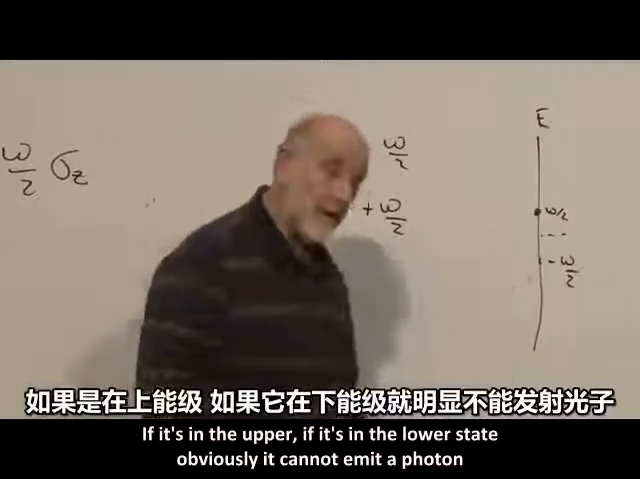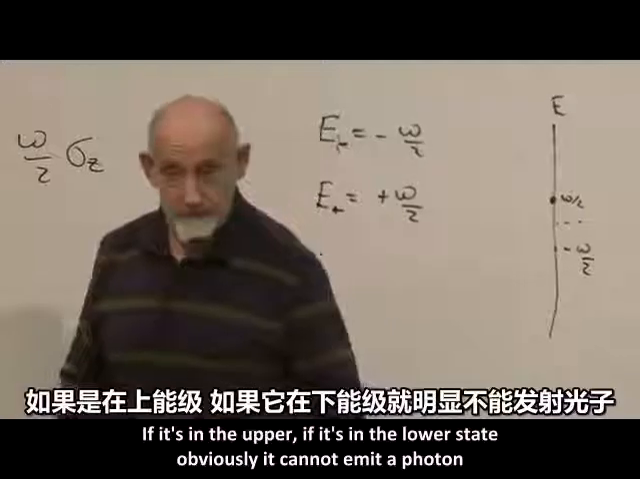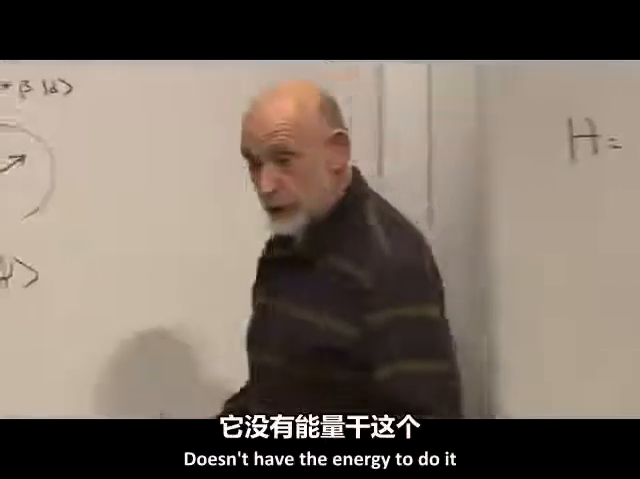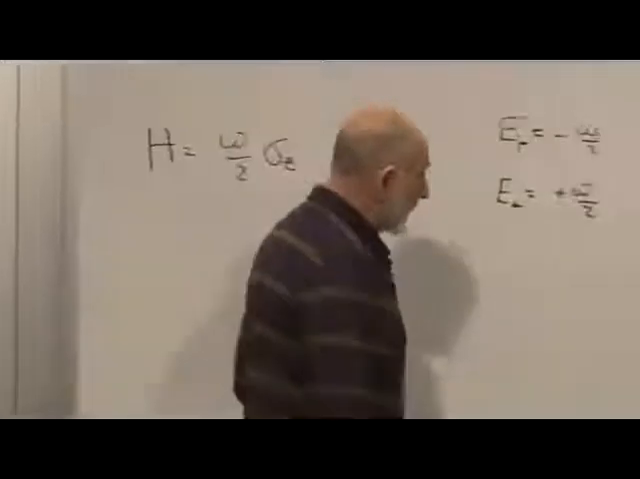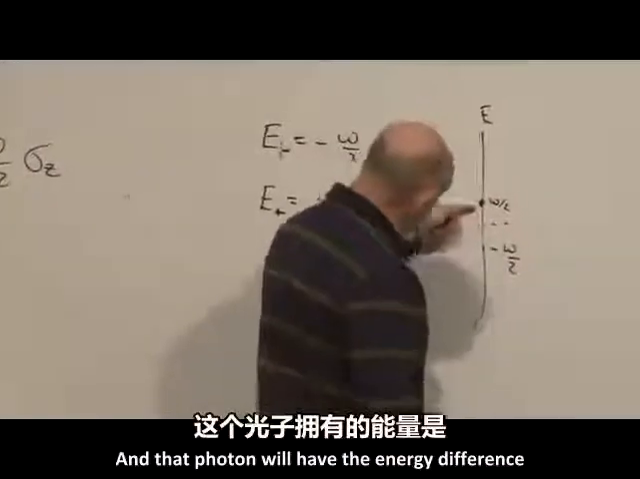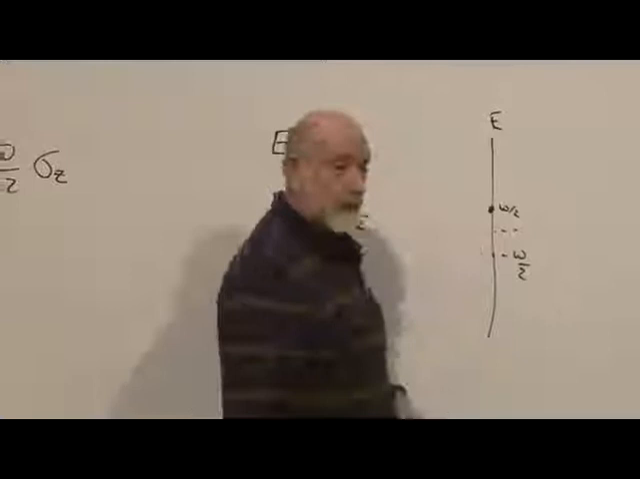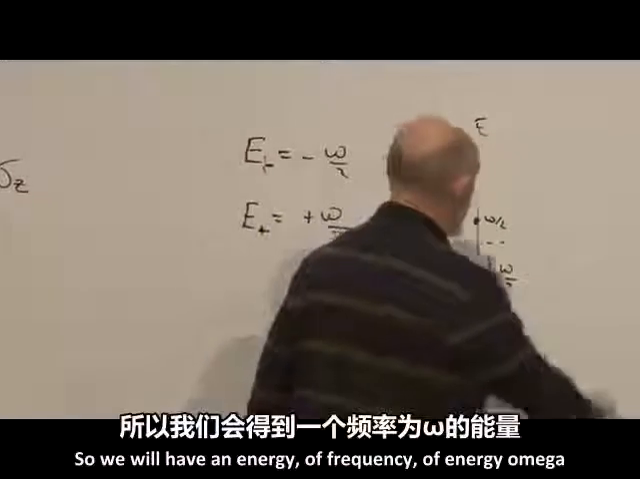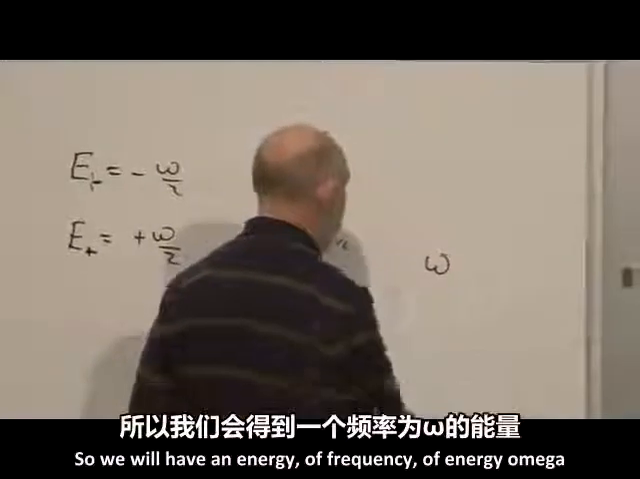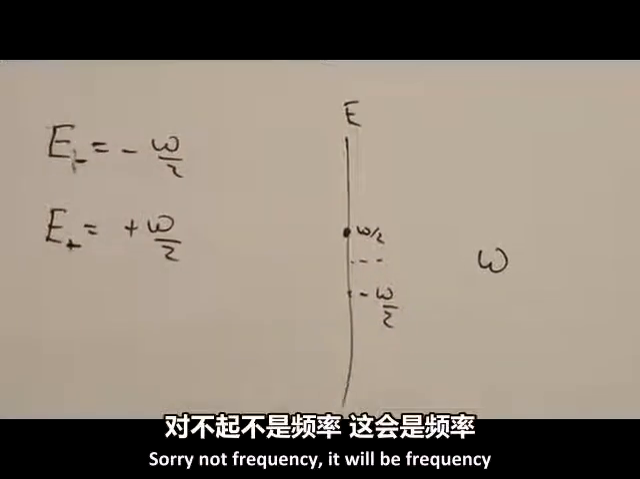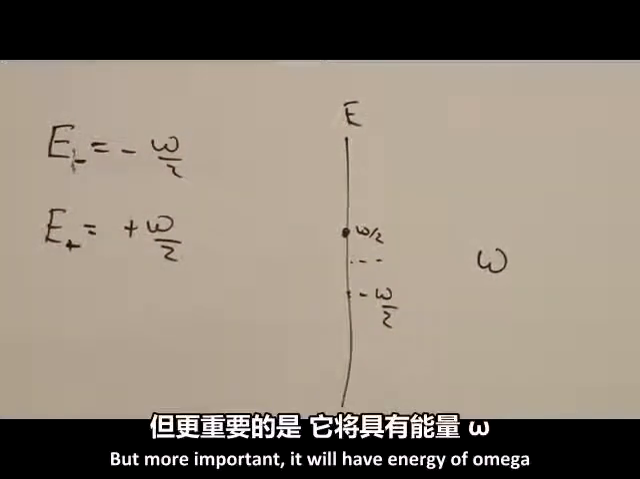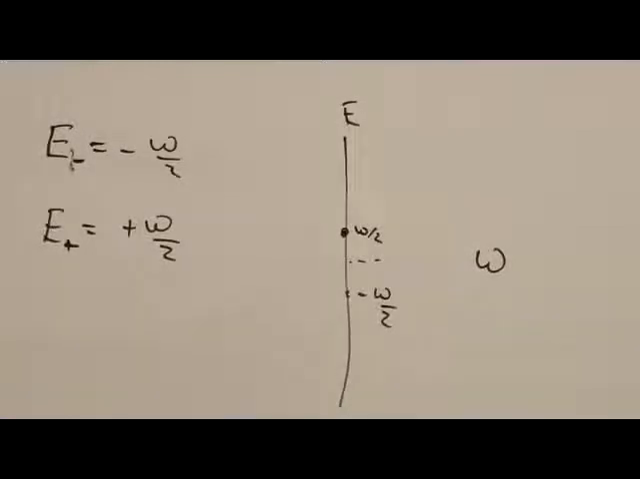If it's in the lower state, obviously it cannot emit a photon. It doesn't have the energy to do it. But if it's in the upper state, it can emit a photon. And that photon will have the energy difference between the upper and lower state, so it will have an energy of omega. Sorry, not frequency. It will be frequency, but more important, it will have energy of omega. There's an h bar missing.